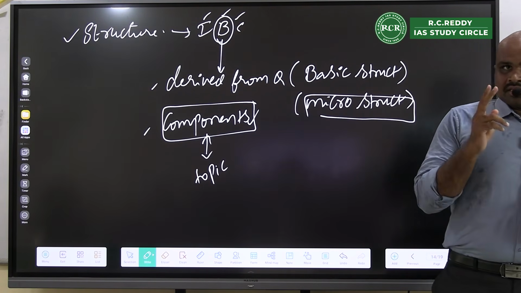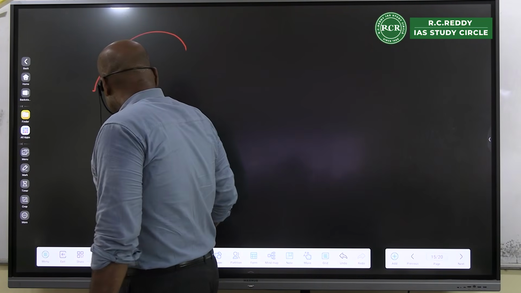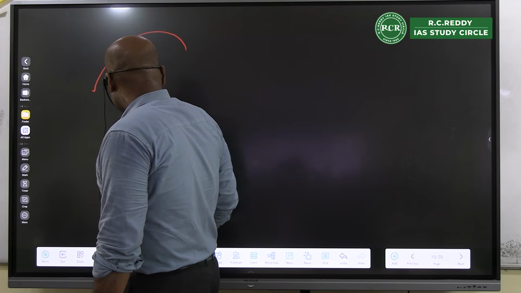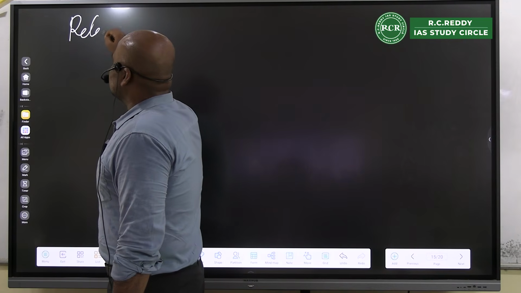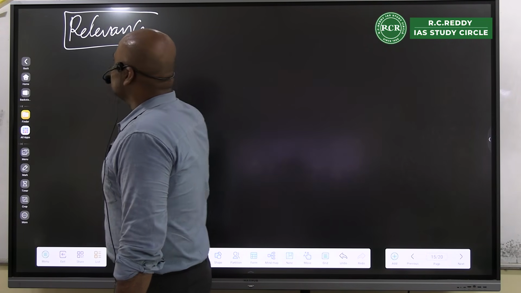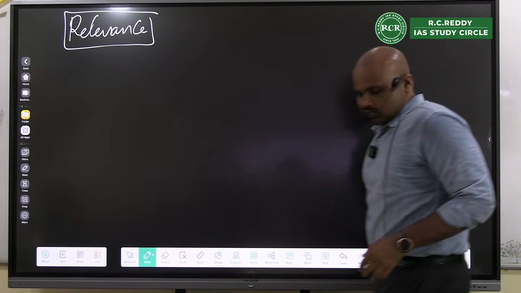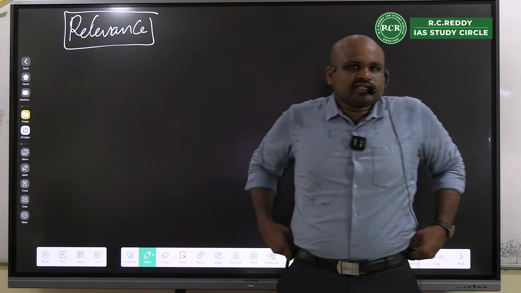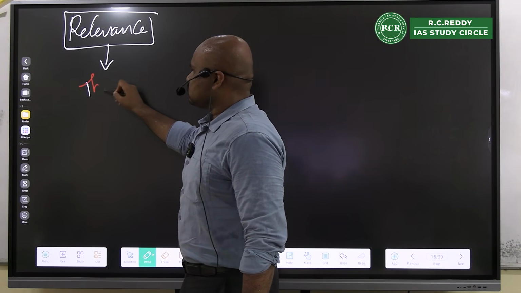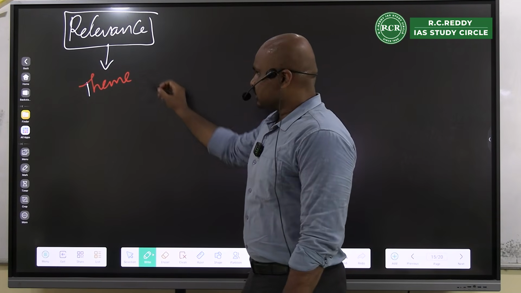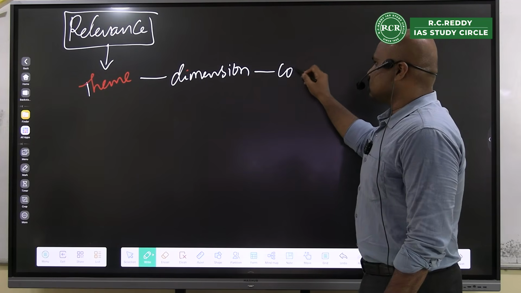That is one. The second aspect you will have to remember is how I am going to maintain the relevance of writing an answer. The understanding is very clear here. I will definitely have to see what the theme is, what the dimension is, what the context is.